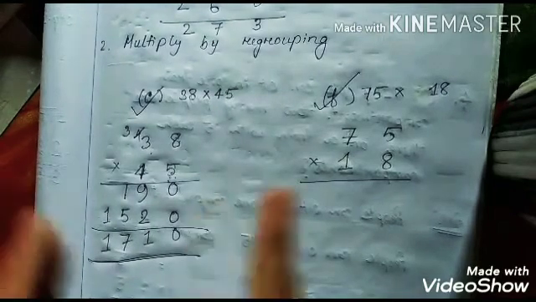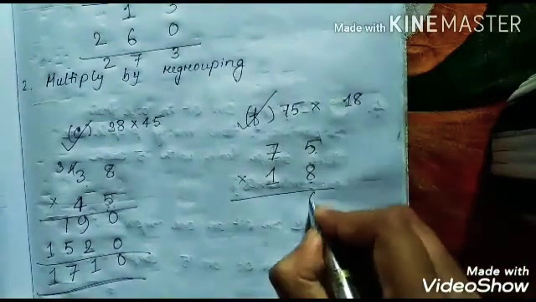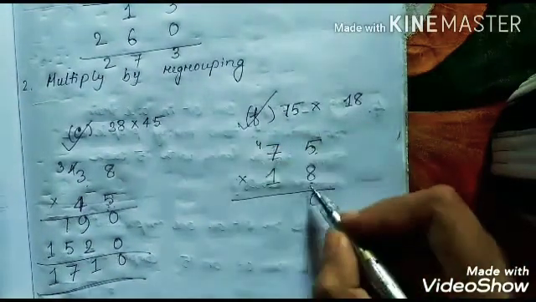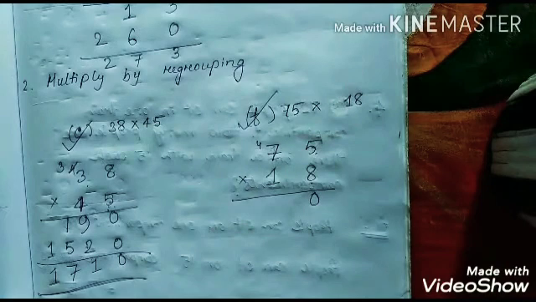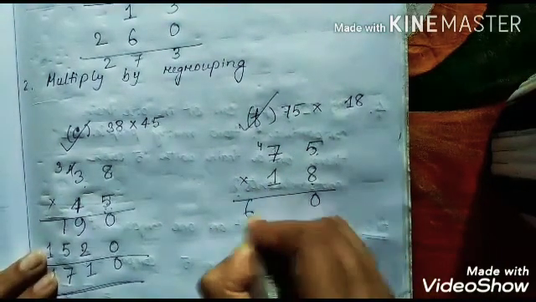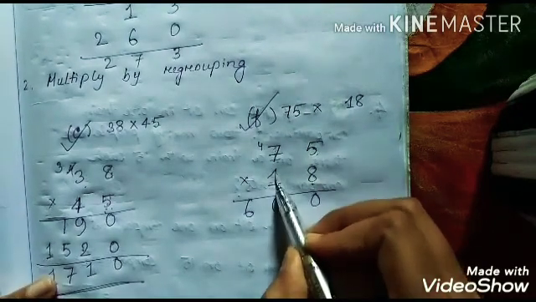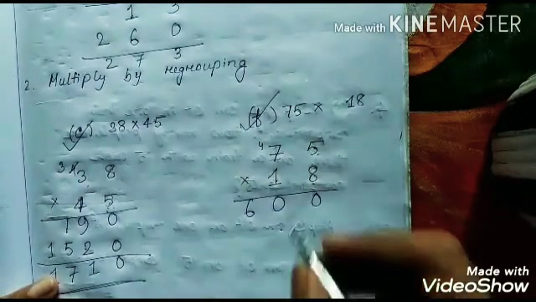Okay. Similarly, let's see how to do part F. Here also you have to start from 8. So 8 times 5 is 40, again carry 4, then 7 times 8 is 56 and 56 plus 4 is 60. So I have to write 60 here. Okay students, now we have to do this one. You have to start from the tens place. So the ones place will be 0.